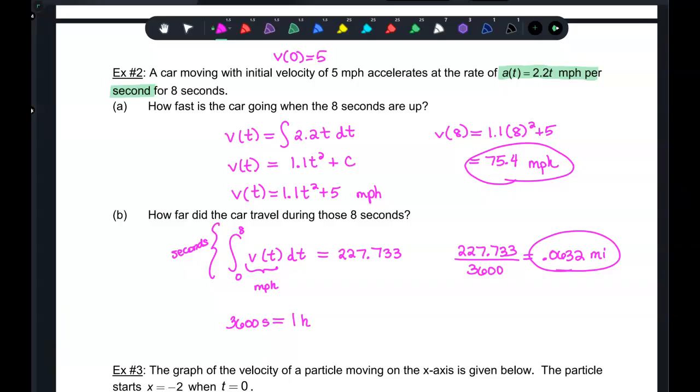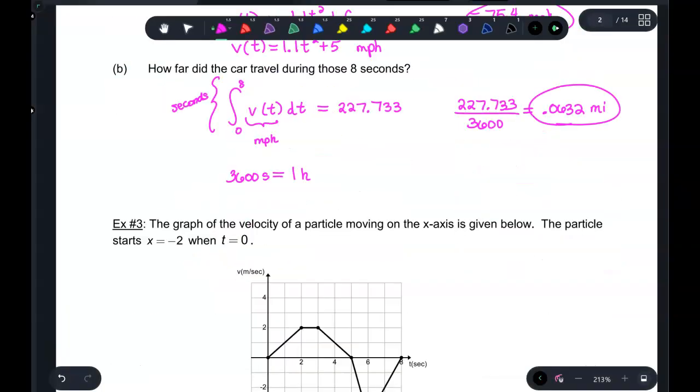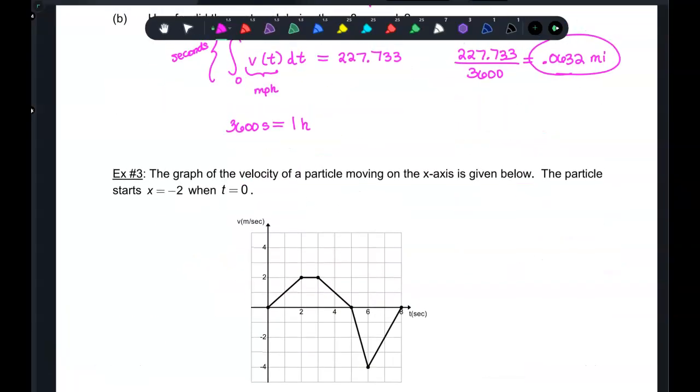227.3 is miles times seconds. Miles times seconds, so you have to divide by seconds. It's weird. It rarely shows up, but just in case.